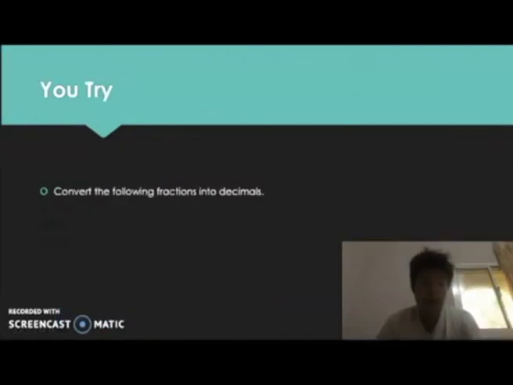Okay, let's see if you can convert the following fractions into decimals. So we have 1 over 8, 3 over 2, and 2 over 3. I want you to convert the 3 following fractions into decimals. I will give you some time.